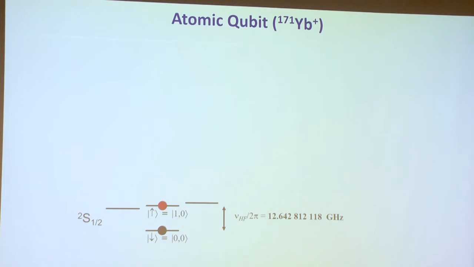In ion trap physics, we love atomic clocks, and I started in Dave Wineland's atomic clock group in Boulder a long time ago. We study systematics like shifts at the 10 to the minus 16 level. That's way better than we need for a qubit. For a qubit, we just need 10 to the minus 9, or even worse than that, and that's just easy to do. So there's the qubit.